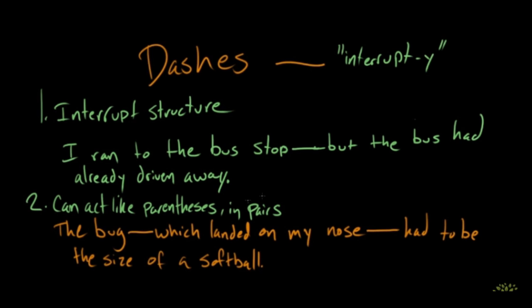So when you have them in pairs, it's the bug, which landed on my nose, had to be the size of a softball. It's kind of this aside. If we really wanted to, we could take it right out of the sentence, like an appositive with commas. So we could say the bug had to be the size of a softball. The sentence still makes sense.